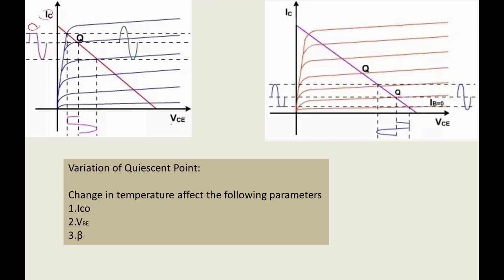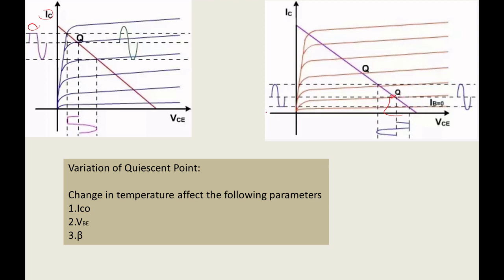So the output voltage is VC and the input current is your IB. You can see the positive part of the current is clipped out and the negative part of the voltage is clipped out while choosing the quiescent point near the saturation region. While choosing it near the cutoff region, the positive part of the voltage is clipped out and the negative part of the current is clipped out.